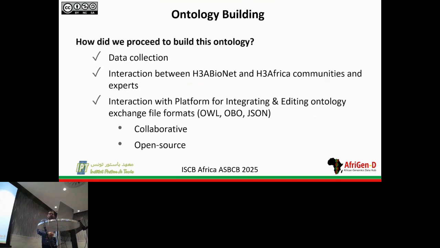So how did we start? Basically we did a broad data collection. I mean, we had no restriction regarding data collection. Then we interacted between the AfPO and Asia-Africa people to see their needs and how they see the ontology. Then we tried to use a platform which is open source and collaborative. We chose different formats: OWL, OBO, and JSON.